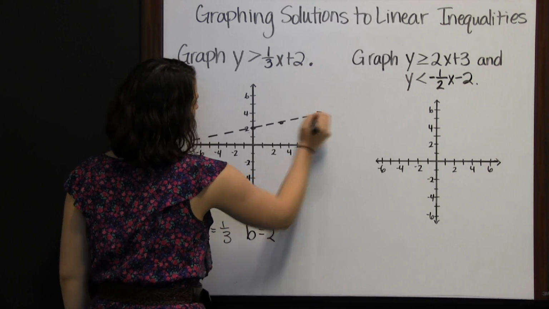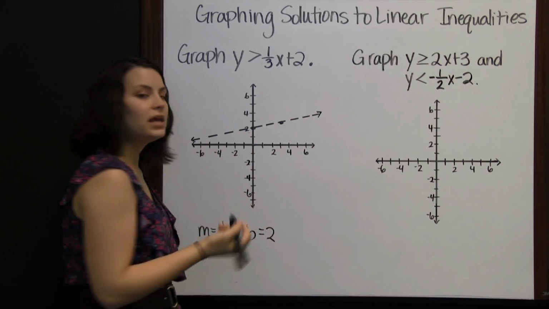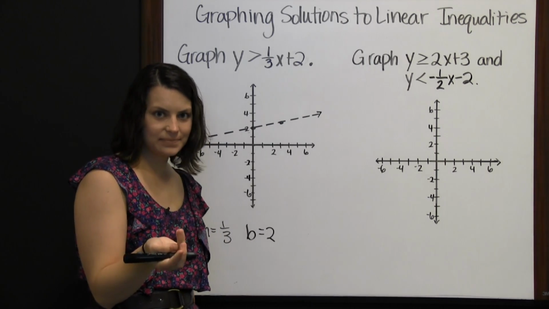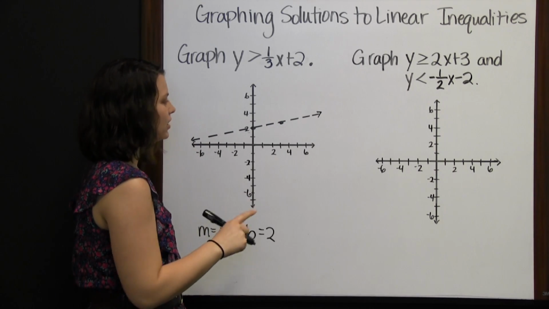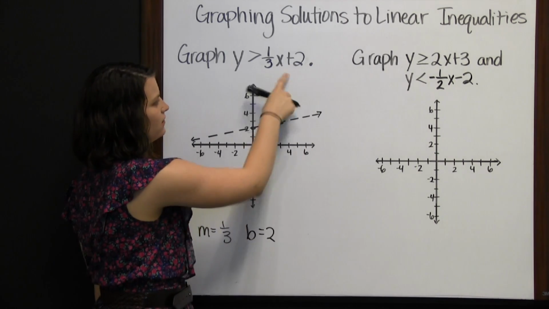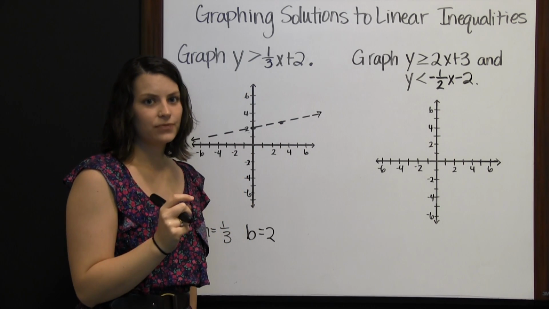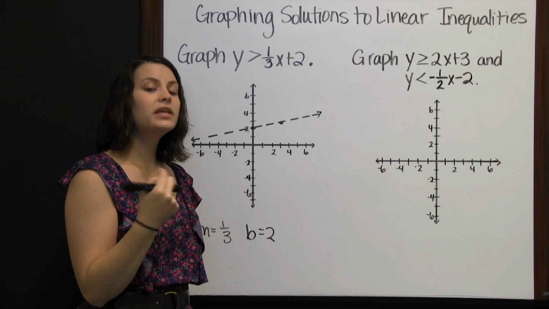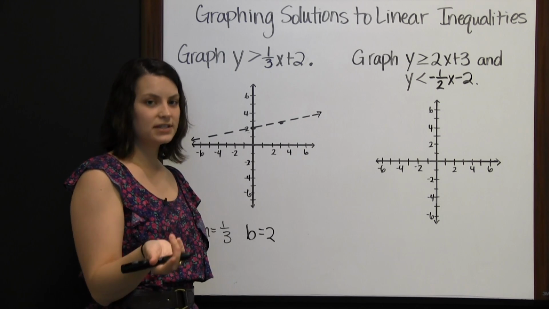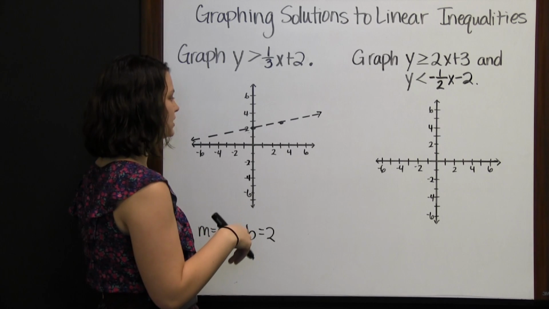The final thing we need to do to graph an inequality is to shade. But where do we shade? One way to figure this out is to pick a point on either side of the line and see if it satisfies your inequality. If it does, then that's the side you shade. If it doesn't, then you shade the opposite side.